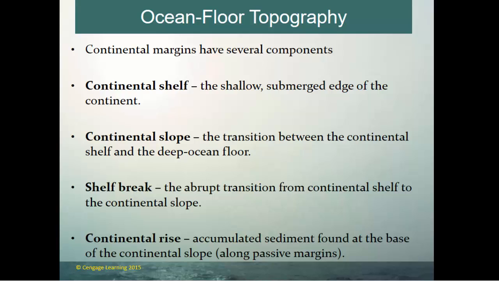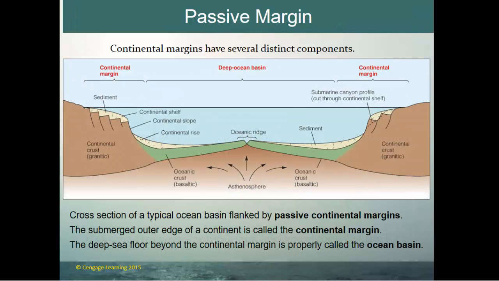And then the continental rise is an accumulation of sediment found right at the base of that continental slope. And that's basically along passive margins, Atlantic type margins. So here's a cross section. So this is the cross section.